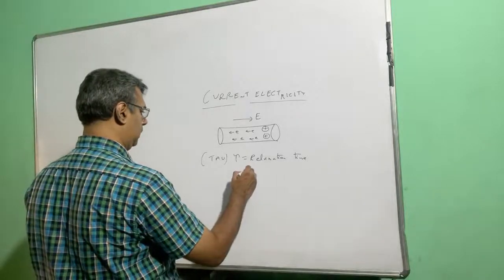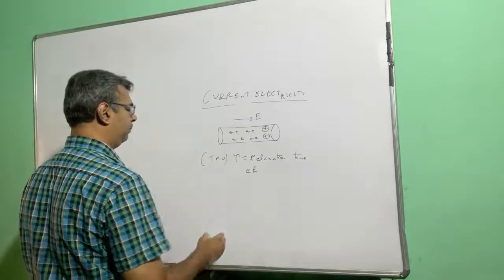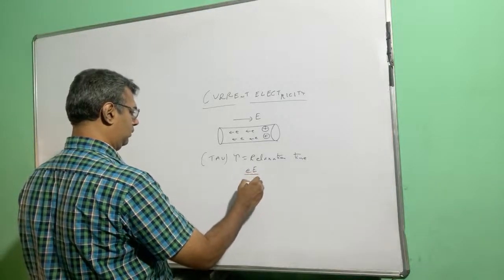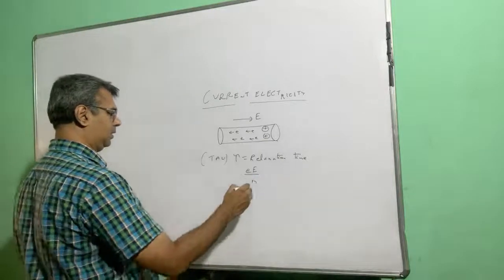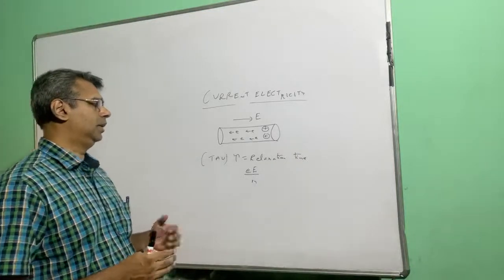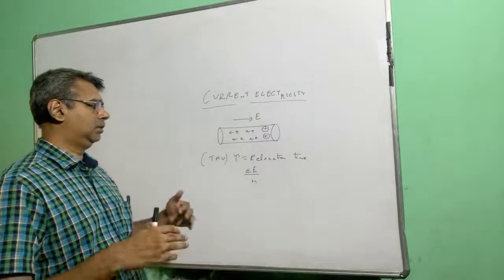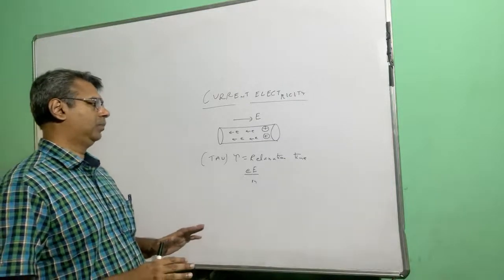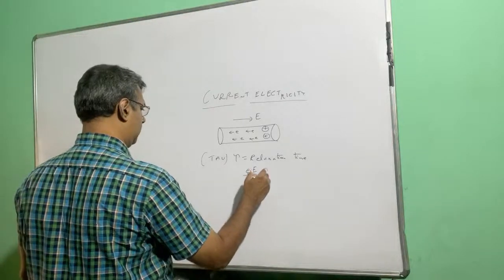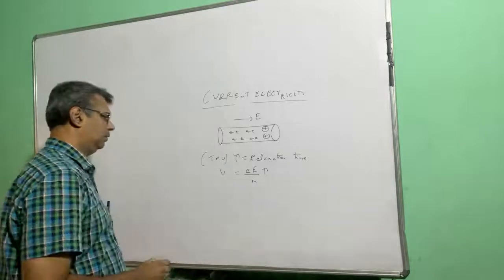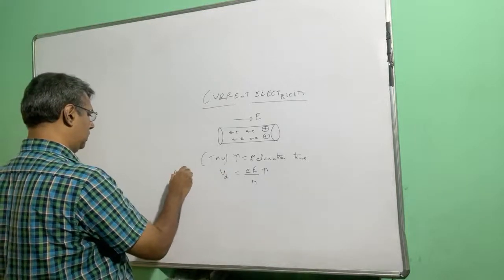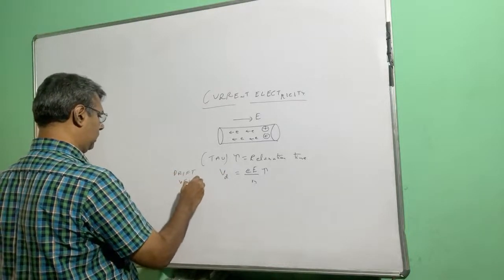So basically the charge of an electron is small e and the field is capital E. So charge into field is the force, and force divided by mass is acceleration. So suppose an electron has just had a collision, so we can assume that immediately after the collision it will completely come to rest, and then it will accelerate with this much acceleration. So acceleration into time is equal to the velocity acquired by the electron. This velocity we write as Vd. It is called drift velocity.